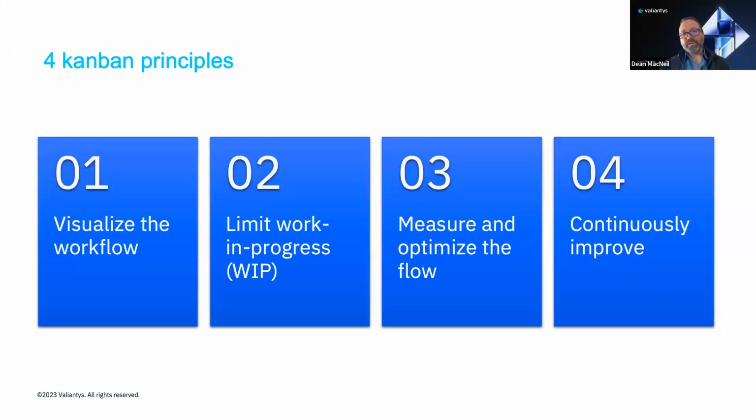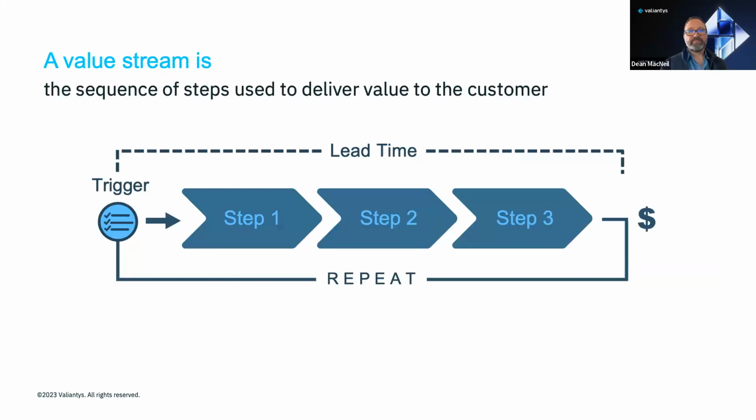From the flow of work, let's now turn to the flow of value. Simply put, a value stream is the sequence of steps used to deliver value to the customer. It includes the whole sequence from concept or customer order to the delivery of value and receipt of cash. It contains the people who do the work, the systems, and the flow of information and materials.